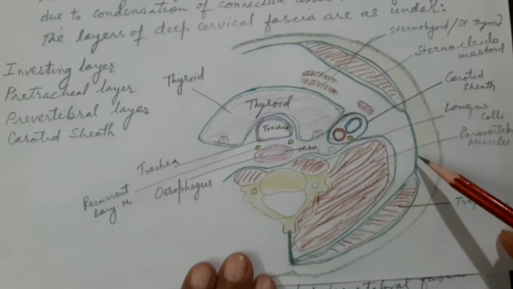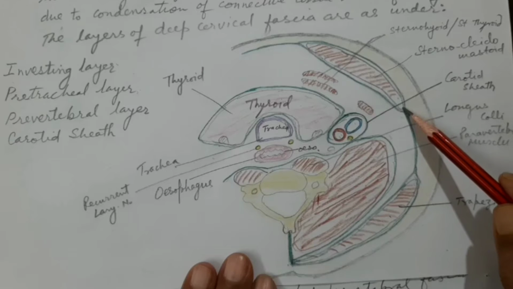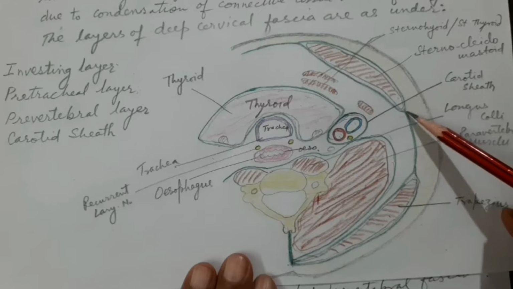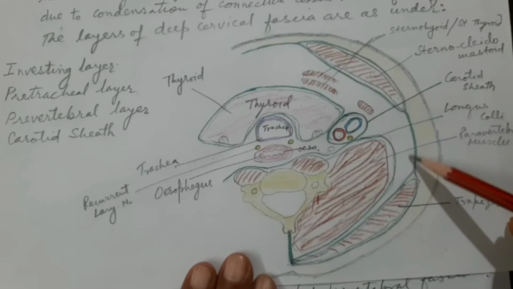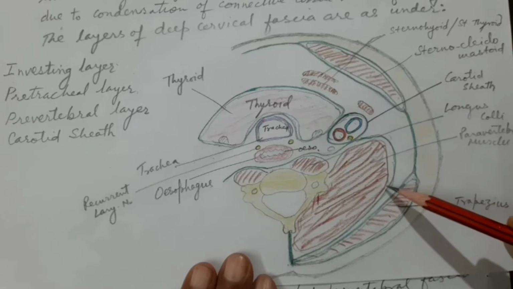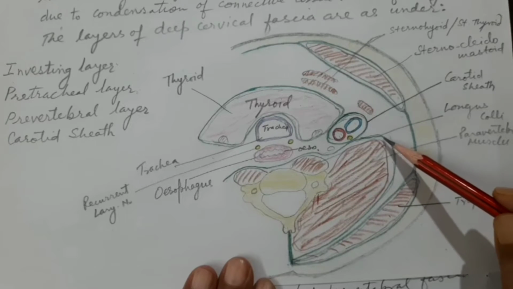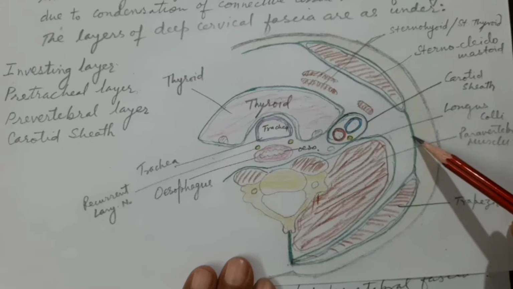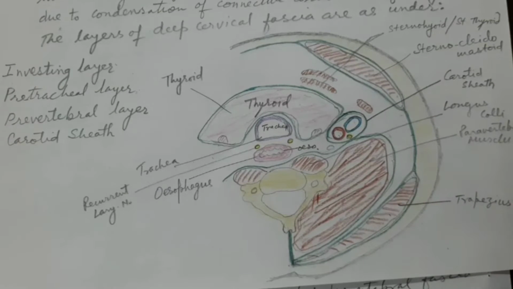Now here it lies deep to the fascia, between the posterior margin of sternocleidomastoid and the anterior margin of trapezius. This is a single lamina or layer, and this area is the posterior triangle of the neck. So the prevertebral fascia in this region forms the floor of the posterior triangle. The investing layer forms the roof, and the prevertebral fascia forms the floor of the posterior triangle.